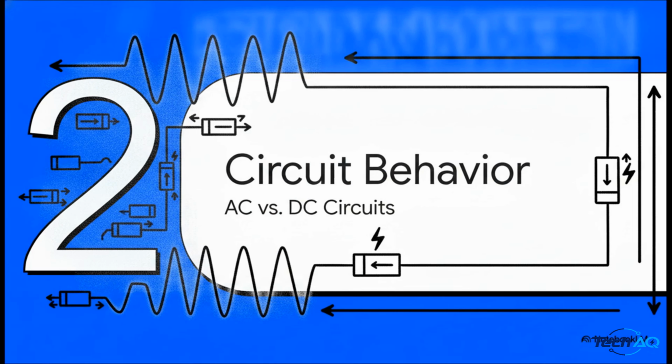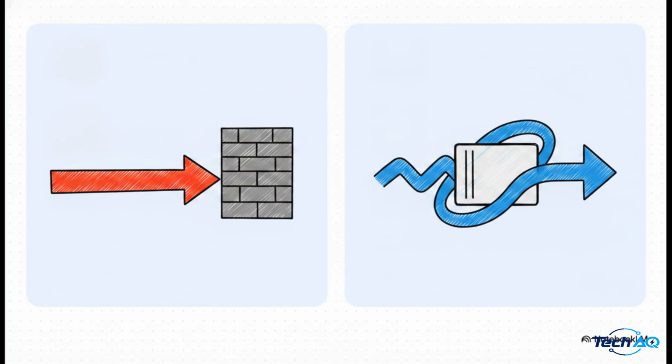All right, Section 2, behavior in AC versus DC circuits. Let's see how these sprinters act in different environments. This highlights a massive difference in how they operate. In a direct current, or DC circuit, a capacitor charges up fully and then, well, it basically acts like a brick wall. It entirely blocks any further steady current and acts just like an open circuit.